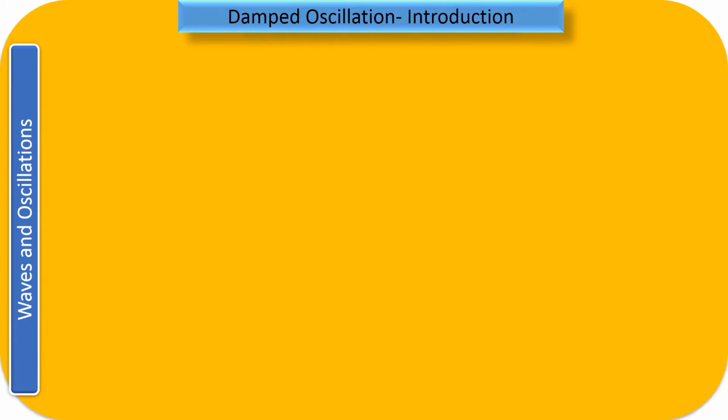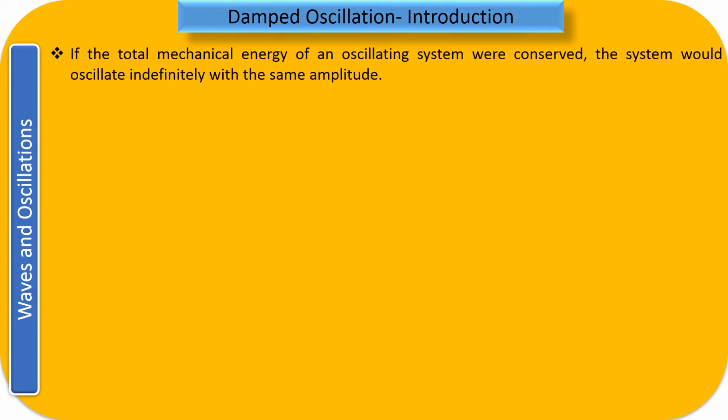Now let us start the damped oscillation. Let's see the introduction of damped oscillation. If the total mechanical energy of an oscillating system is conserved, the system would oscillate indefinitely with the same amplitude. That is, if a pendulum oscillates in a vacuum, then the pendulum will never stop. It will oscillate indefinitely with its frequency. So the amplitude is going to be conserved lifelong, right?